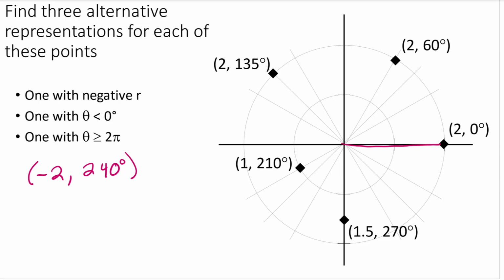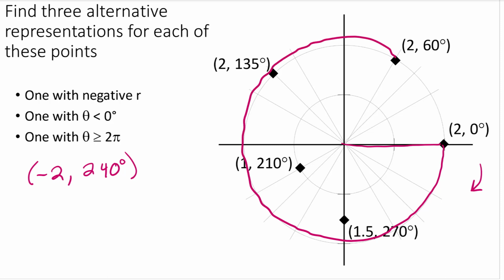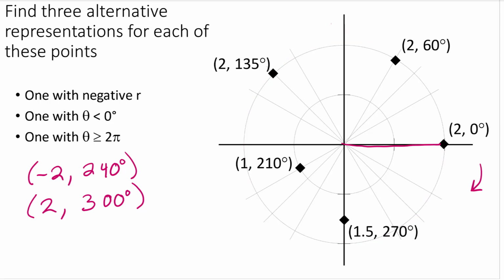So we're going to go out, and we're going clockwise, and clocks go this way. Okay. So that's 270 degrees, and then there's an extra 30 here, so that's 300. So 2 comma negative 300 degrees.